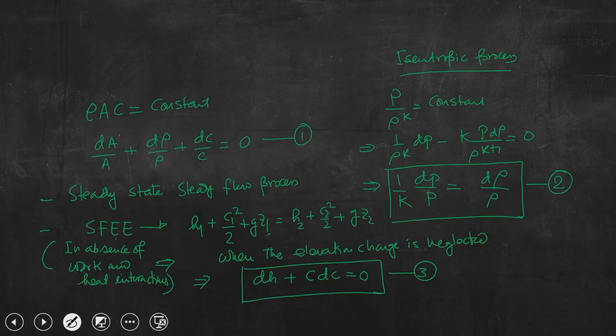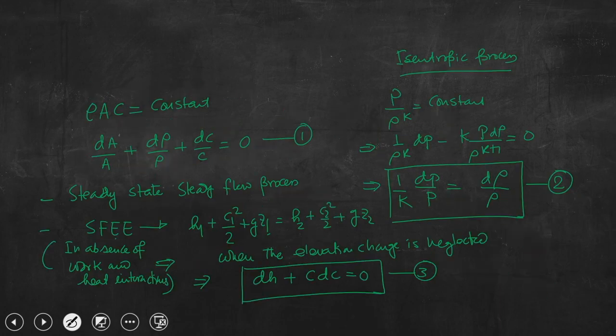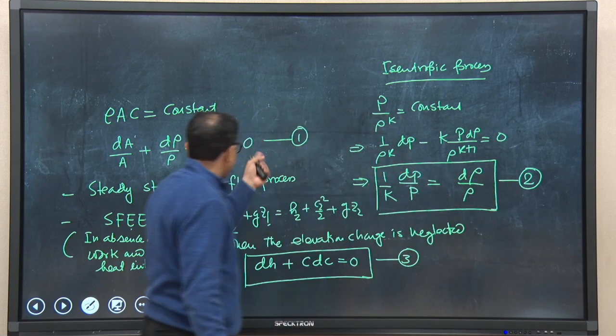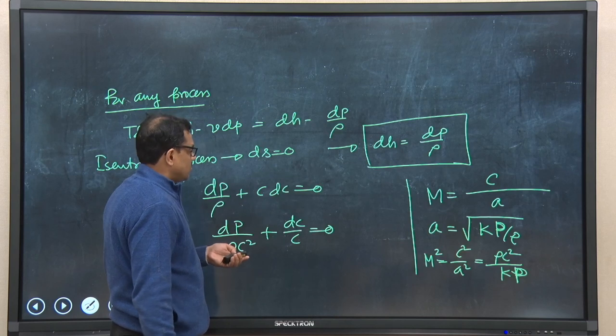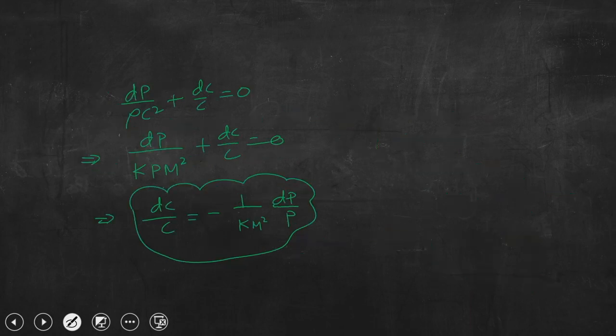So, if we go back to equation 1, see, for dc by c we got an expression, and that is 1 upon k M square into dp by p, right. So, what is d rho by rho? D rho by rho we also got, 1 upon k dp by p. So, if we write all these equations, we can relate the area of the flow nozzle in terms of the known quantities. So, what we can do? We can plug in the value of d rho by rho from equation 2 into equation 1. We also can plug in the value. So, this is 3, this is 4, and this is 5.